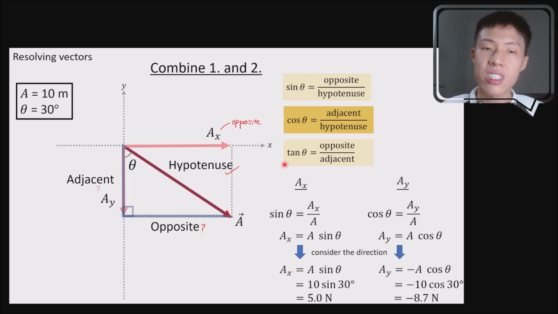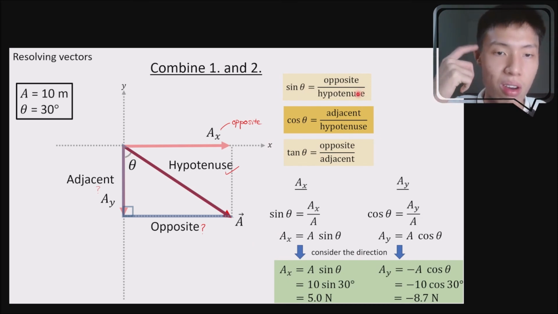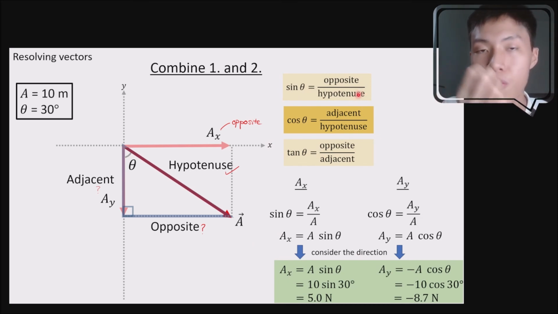Okay, so this is a simple example of how you do your resolving vectors. But again, in an exam, what we need to see is only this part of the working. You don't need to write all this in your working. This is the thing that you need to think about in your brain. But if you are not familiar, feel free to write it down. But the most important thing that we check is this part of the stuff.